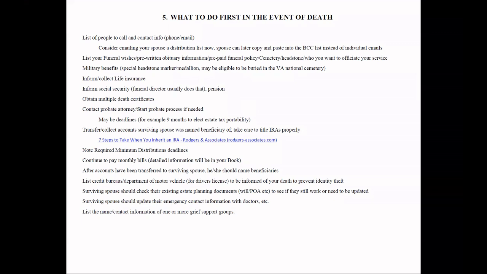And then you also want to think about, your spouse may want to attend a grief support group if you happen to know of any. You may want to go ahead and have that contact information handy for them.